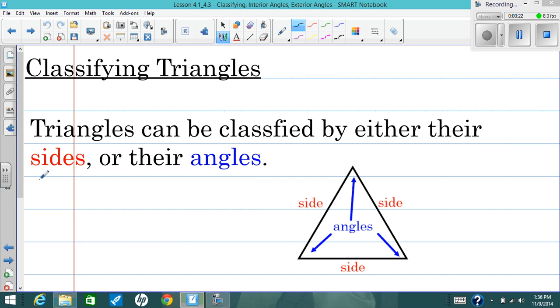First thing we need to talk about is classifying, and we can categorize or classify triangles in two different ways. We can do it by their sides, and the sides of a triangle are just the three segments that form the triangle. So each side is a segment, and they have endpoints that are the three vertices of the triangle. We can also classify them by their angles. Their angles are formed by the sides coming together. So there's an angle there, an angle there, and an angle there. And remember, a triangle is the polygon that has the smallest number of sides and the smallest number of angles, 3.